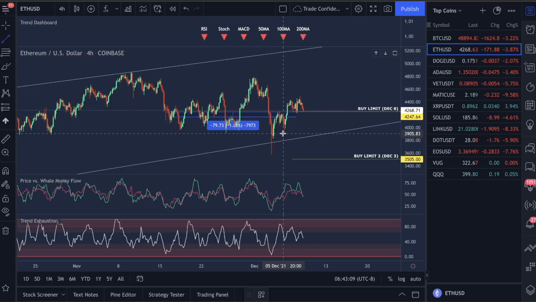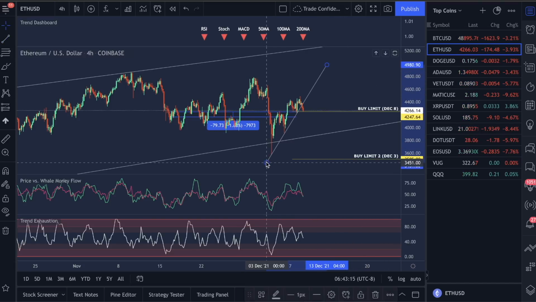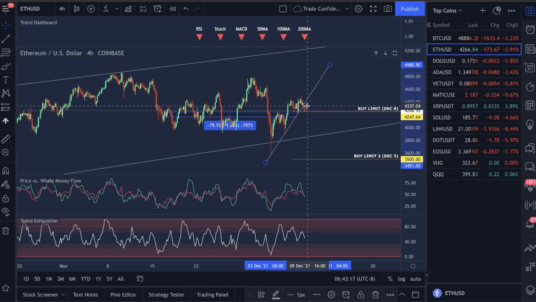I'm looking at this. I know this isn't the most amazing line we can draw, but this was the line I was looking at here, as well as this one down here where we can attach these. This has already broken, however. So we didn't get the bounce up, but we could be getting a little bit of a bear trap to the downside here and then looking to move back up.